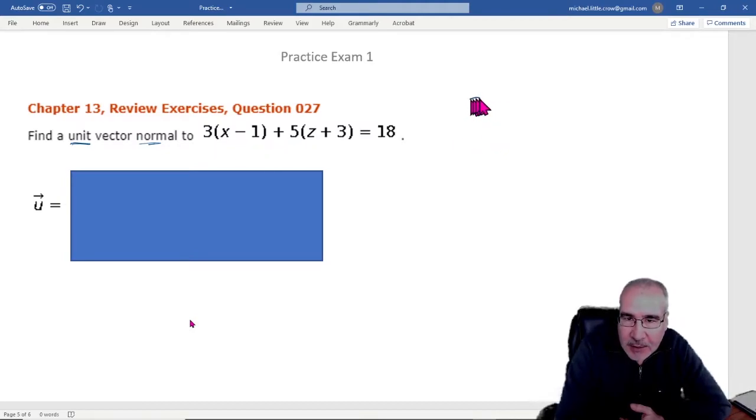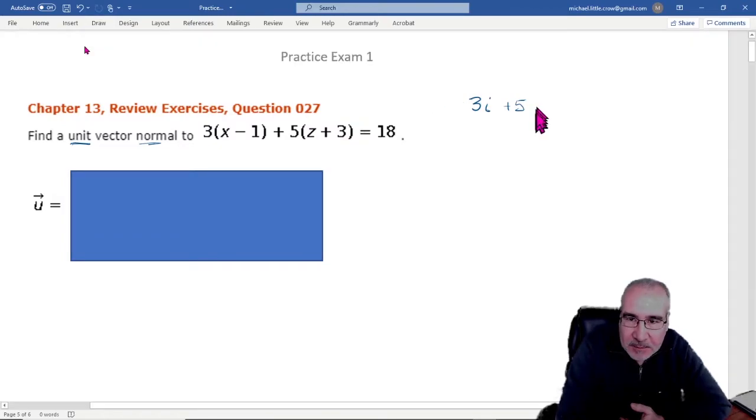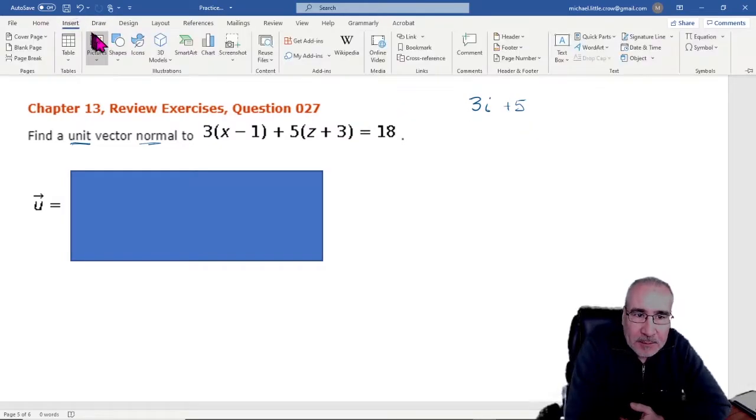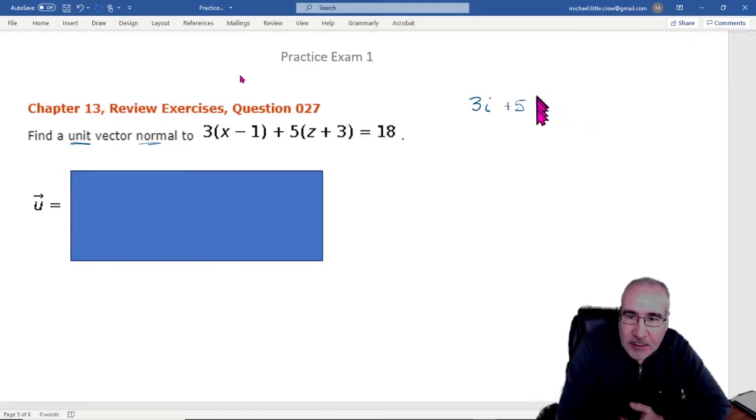Hopefully, I'll write this out to get the vector 3i plus 5j. No, not j. k. Okay. 3i plus 5k. That's going to be our normal vector. And it might not be obvious because of all this other stuff, but I'll take you through the steps.